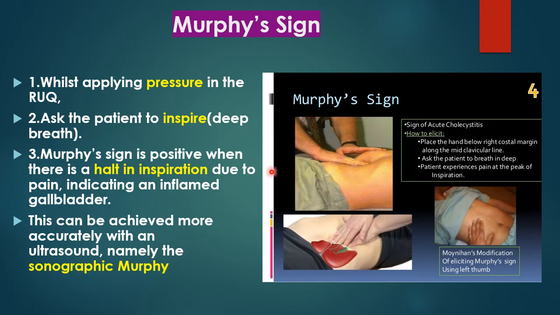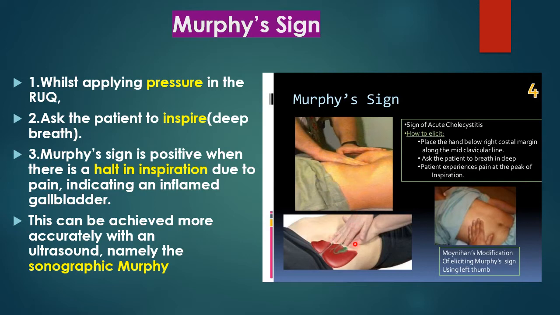Okay, this is a slide to show you the Murphy sign, how it is elicited. This is the most common method that we employ. Patient is lying supine, and then with the palm of the hand and the tips of the fingers, you apply pressure at the right hypochondrium. And as you apply the pressure, you ask the patient to inspire deeply. Murphy sign is positive when the patient stops breathing in inspiration. And this stoppage is due to pain, which is due to an inflamed gallbladder meeting the tips of your fingers.